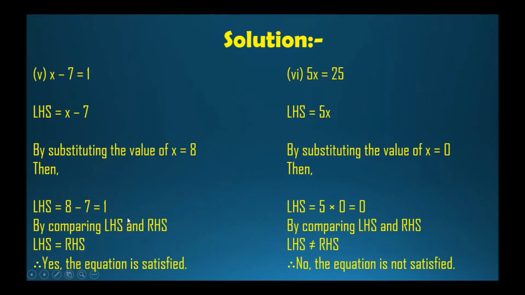Next, 5x equals 25. LHS is 5x. By substituting the value of x equals 0, we can say that 5 into 0 equals 0. By comparing LHS and RHS, we can say that this equation is not satisfied.